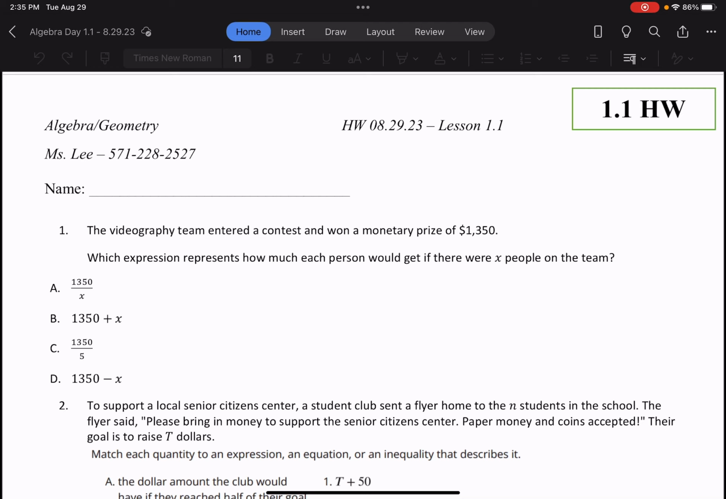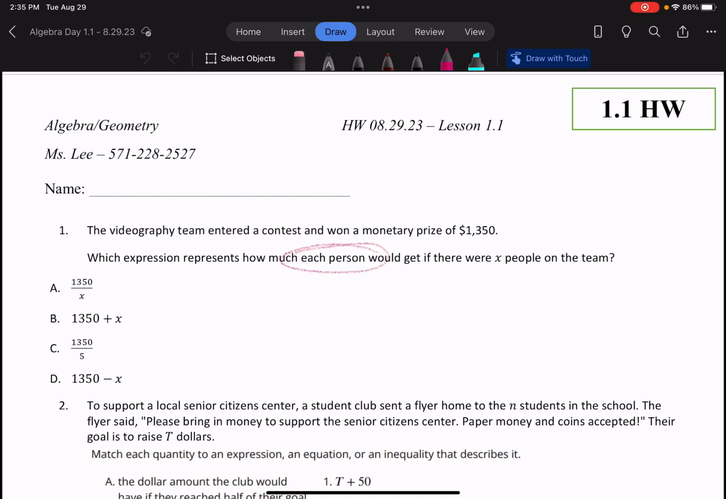All right, so let's start with number 1. The videography team entered a contest and won a monetary prize of $1,350. Which expression represents how much each person, so we're looking at an each situation here, would get if there were X people on the team? So let's go ahead and dive right in.